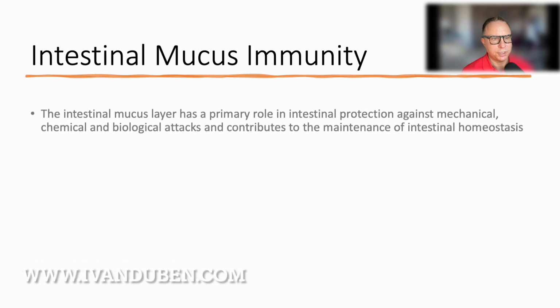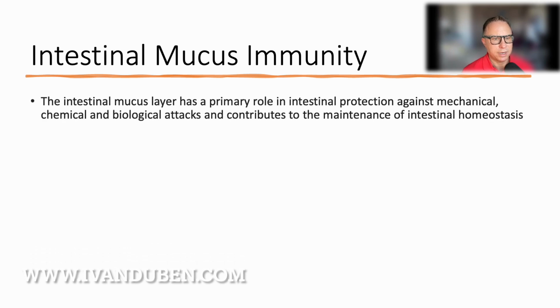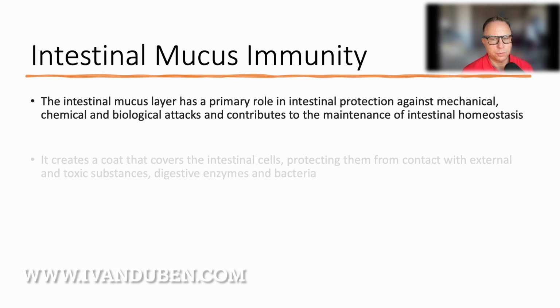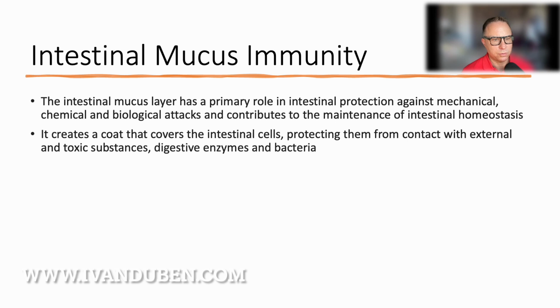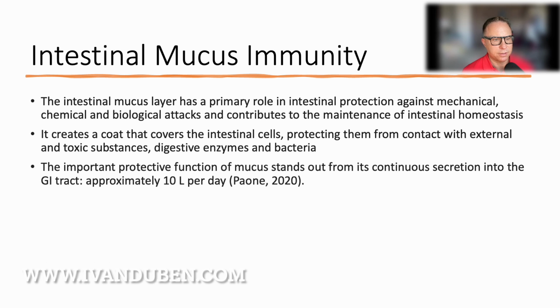Intestinal mucus immunity. The intestinal mucus layer has a primary role in intestinal protection against mechanical, chemical, and biological attacks and contributes to the maintenance of intestinal homeostasis. It creates a coat that covers the intestinal cells, protecting them from contact with external and toxic substances, digestive enzymes, and bacteria. The important protective function of mucus stands out from its continuous secretion into the GI tract, approximately 10 liters per day.